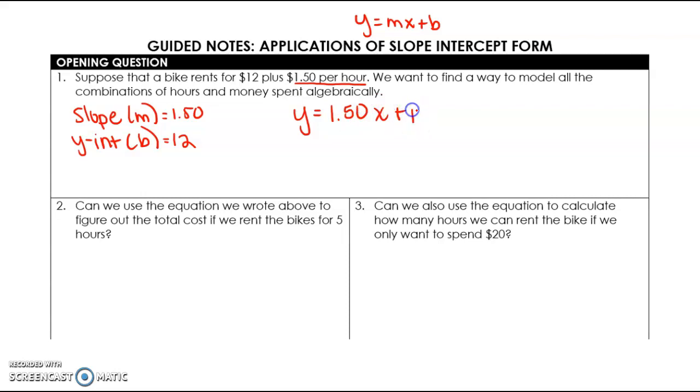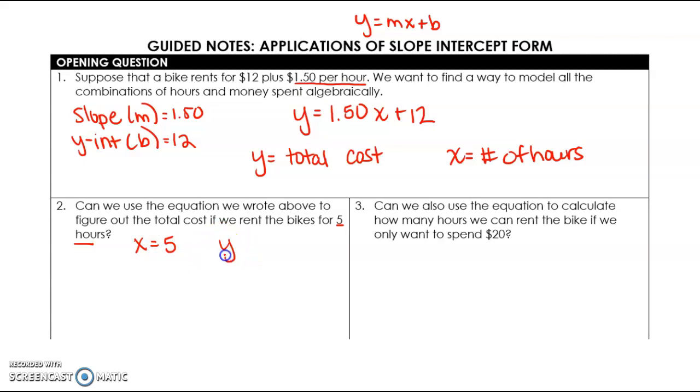$1.50x plus 12. So what is our y? What is this equation calculating? Well, our y is going to represent our total cost based on our x value, which is the number of hours that we are renting the bike. So can we use an equation to figure out the cost if we rented it for 5 hours? So 5 is going to be our x because it's talking about the total number of hours, and we want to know our total cost, which is our y.